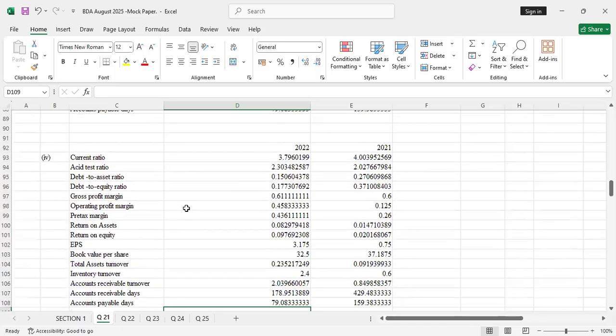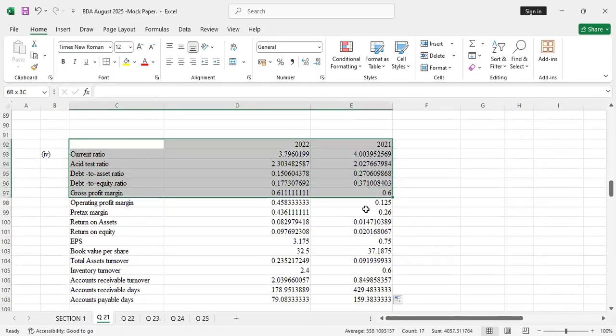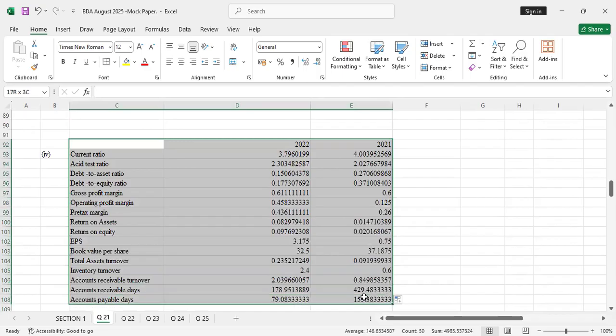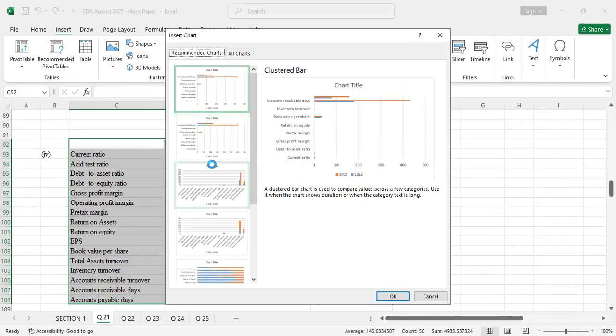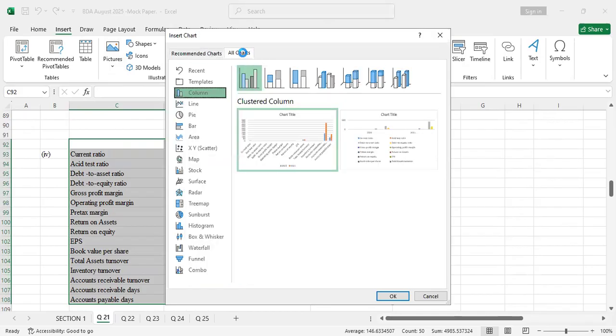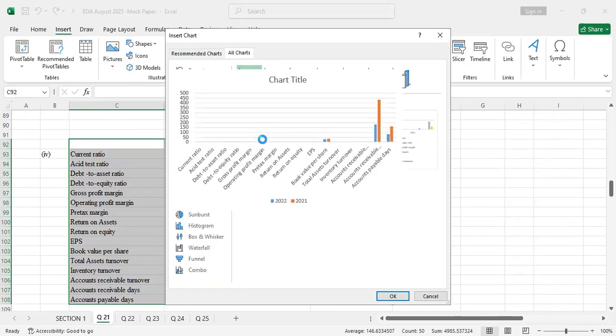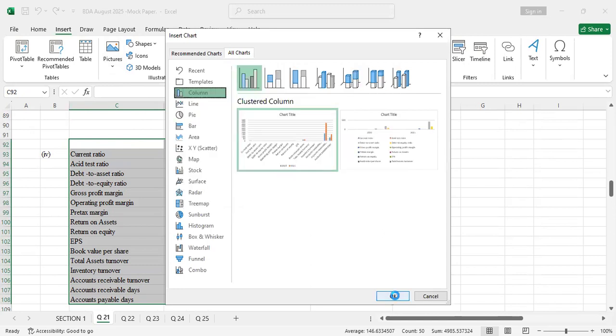Now, once you have this data, this is what we need. So you'll highlight everything. Select everything. Then you go to insert, then you go to recommended charts. Now you can see this is presentable. So let me get to all charts and see. This is the clustered column. Yeah, this is very okay now. So say okay.